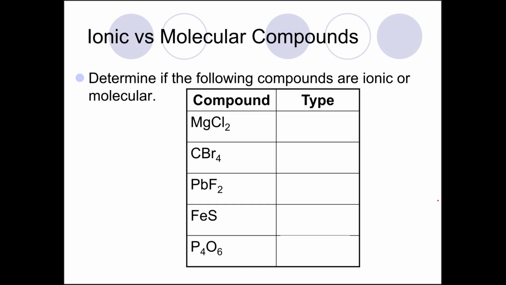So MgCl2, well, look at Mg, it's a metal. Look at Cl, it's a nonmetal. So it's going to make this ionic. CBr4, well, let's look at C, it's a nonmetal. Br is a nonmetal, that makes it molecular. PbF2, Pb is lead, that is a metal. F is fluorine, that's a nonmetal, so ionic. FeS, Fe is iron, S is sulfur. Iron is a metal, sulfur is a nonmetal, so ionic. P4O6, P is phosphorus, that's a nonmetal. O is oxygen, it's a nonmetal, so that's molecular.